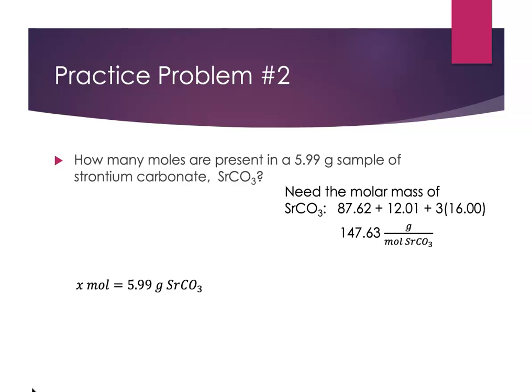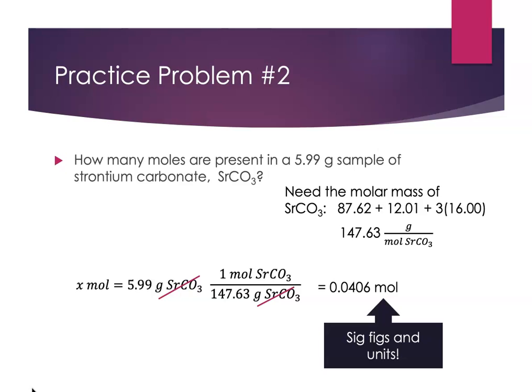I'm solving for moles. I'm given mass. X, what I'm solving for, equals what I'm given. I need to multiply times 1 over that molar mass, because now the units grams of strontium carbonate cancel out, leaving me with moles, which is what I want. And I get an answer of 0.0406 moles. Again, report your answer with the correct number of sig figs. There should be 3 in this problem, and units. Since there are 3 sig figs in 5.99 grams, I'm going to report my answer with 3 sig figs.